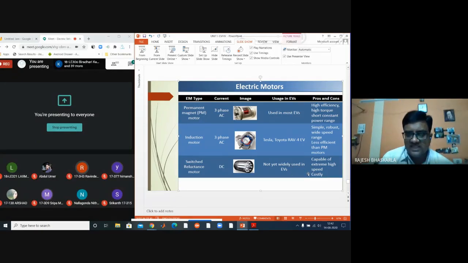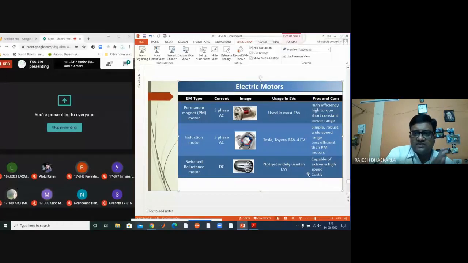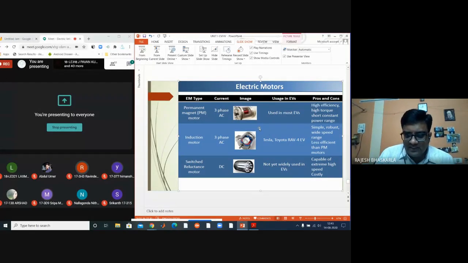So these are the motors we are currently using. Basically, a motor converts electrical energy into mechanical energy. It provides the rotational energy. So this is basically about a motor.